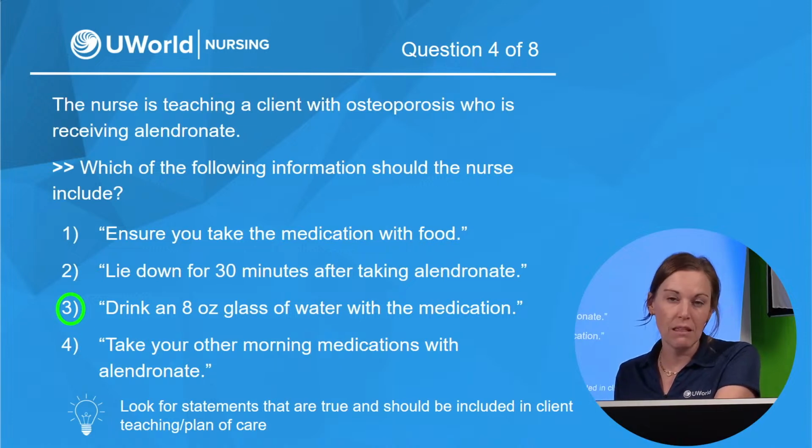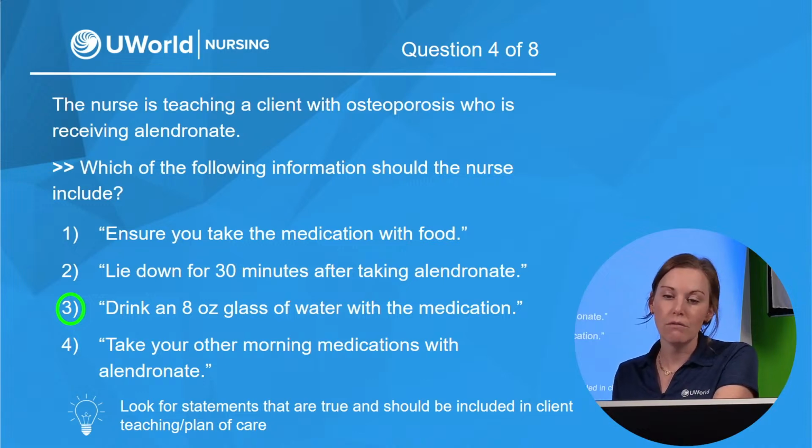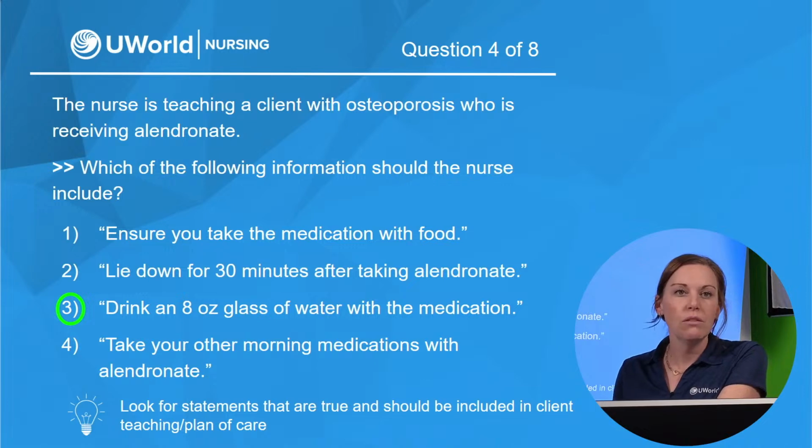So if we inhibit the breakdown of bone, it allows bone building to occur more quickly. Bisphosphonate should be taken on an empty stomach, ideally 30 minutes before or 2 hours after eating, to make sure that it's absorbed appropriately. So giving bisphosphonates with a full glass of water and remaining upright for 30 to 60 minutes is going to help promote the complete passage of the medication into the stomach and reduce any reflux of the medication into the esophagus. So that's our correct answer.